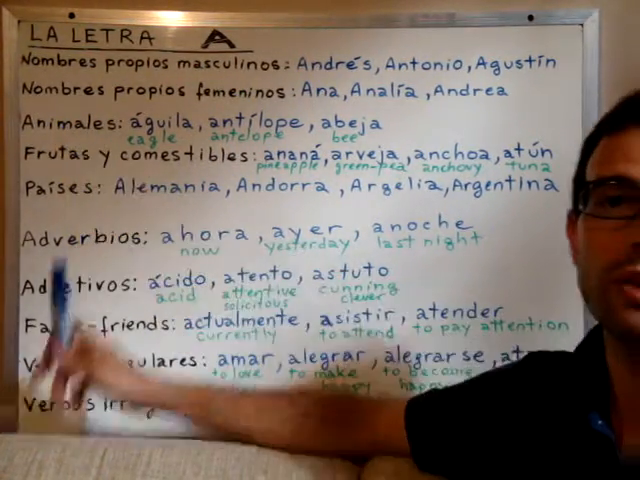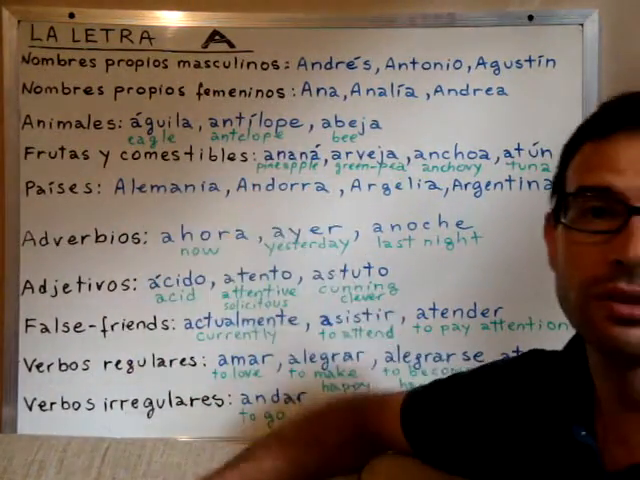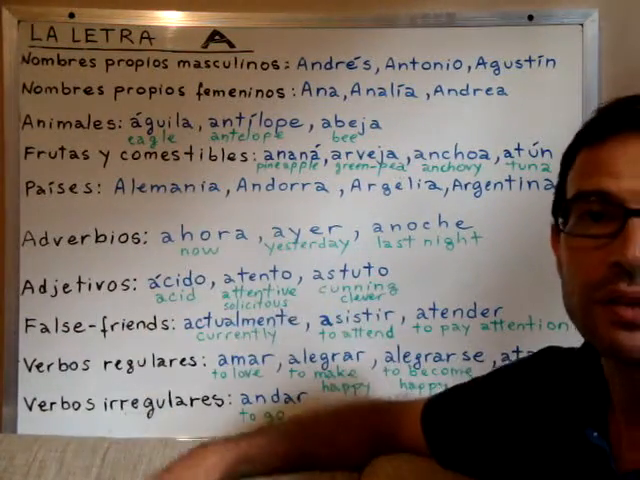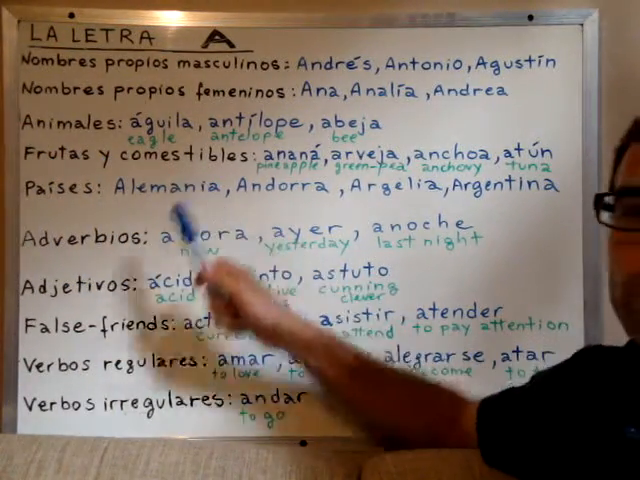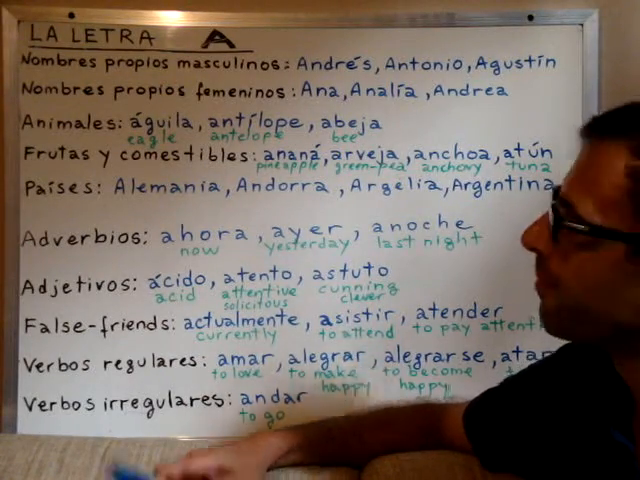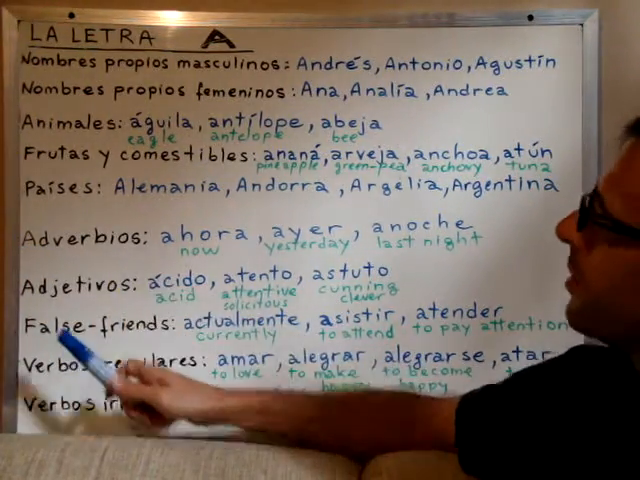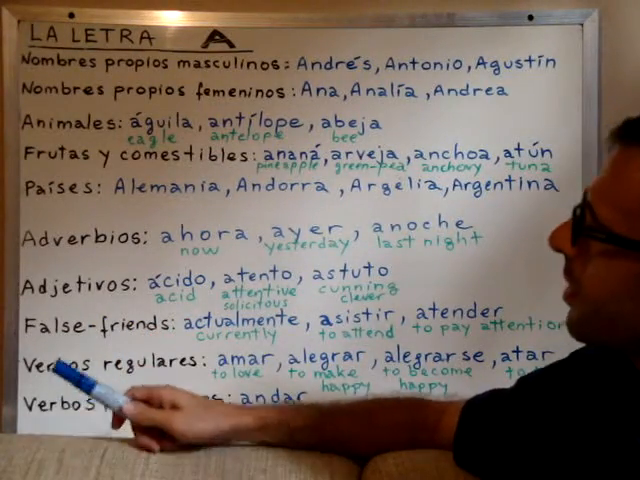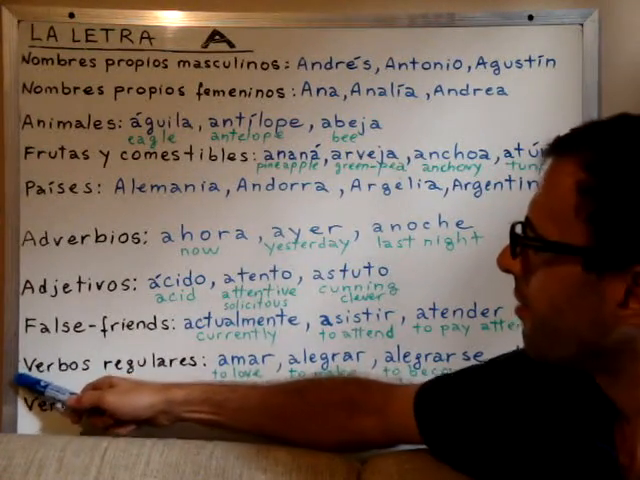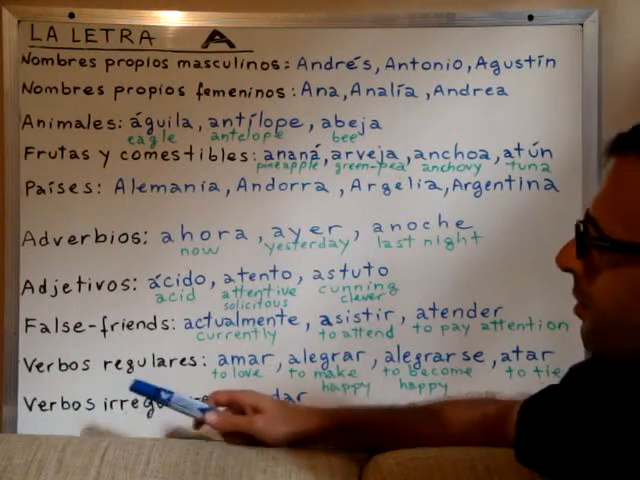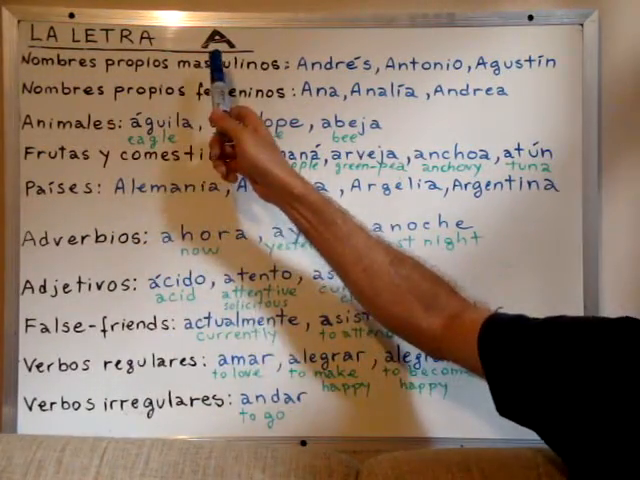We have animales, which are the animals, although here we will not only see animals, but we'll see living beings, right? Animal kingdom, or also insects, right? Just some words to add to our vocabulary. Frutas y comestibles. Those are fruits and eatables. Países. Países are countries. Adverbios, adverbs. Adjetivos, adjectives. False friends would be falsos amigos, right? Verbos regulares. These are regular verbs, and verbos irregulares, irregular verbs. Let's begin. Nombres propios masculinos.